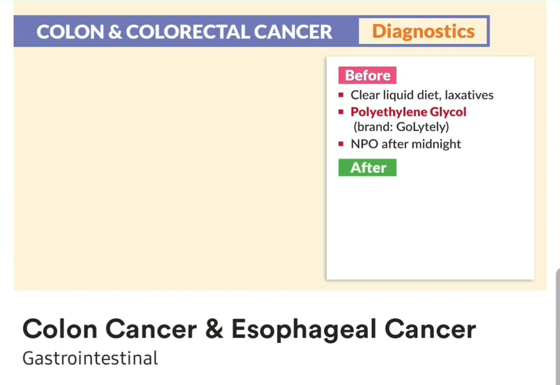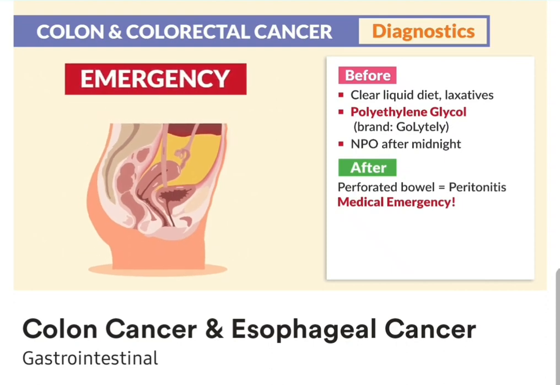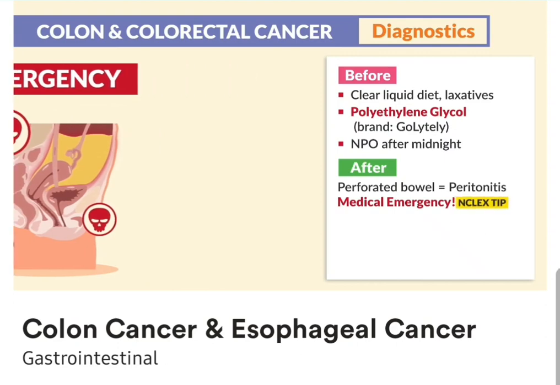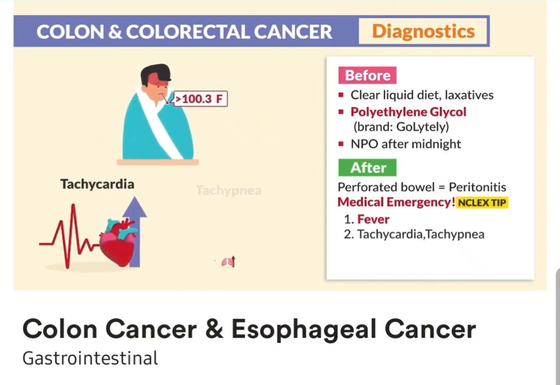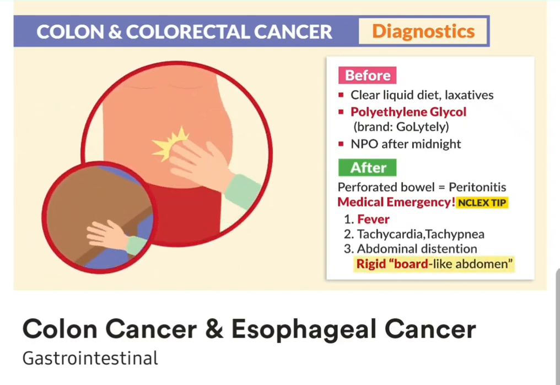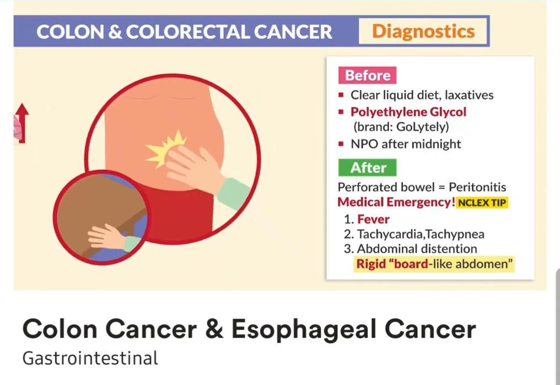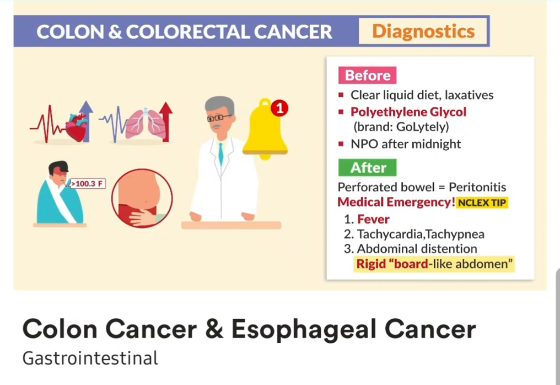Now, after the procedure, it's priority to monitor for perforated bowel with peritonitis. This is a medical emergency. It's very deadly. So write down these key terms here. Fever, tachycardia with tachypnea, abdominal distension, and a rigid board-like abdomen. Write that one down. Huge NCLEX tips here. We must report any of these findings to the HCP immediately. Trust me, this has been tested multiple times in various question banks.